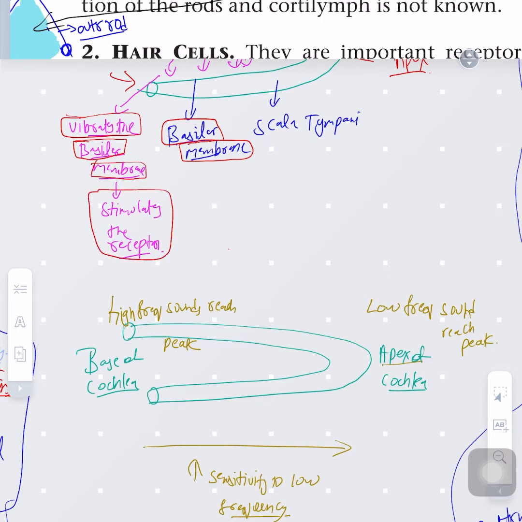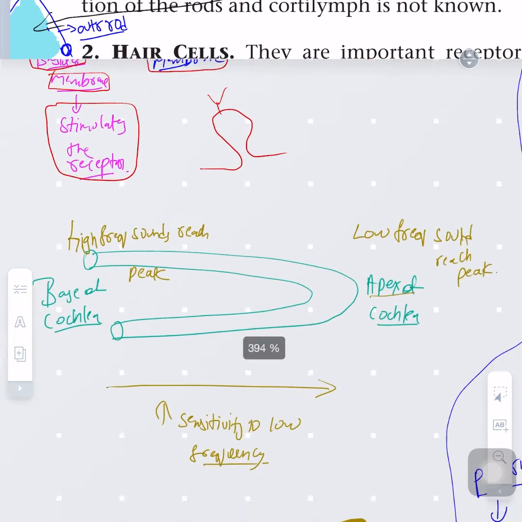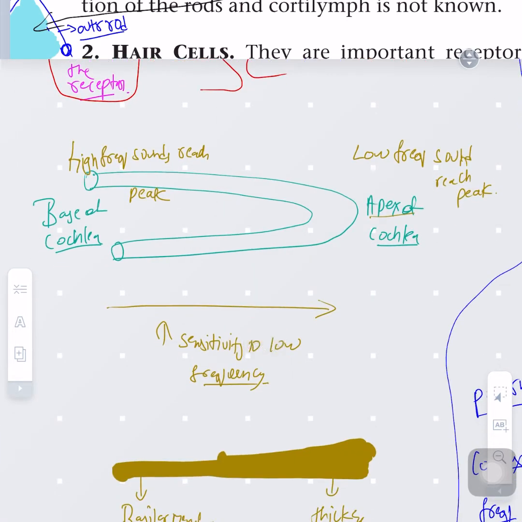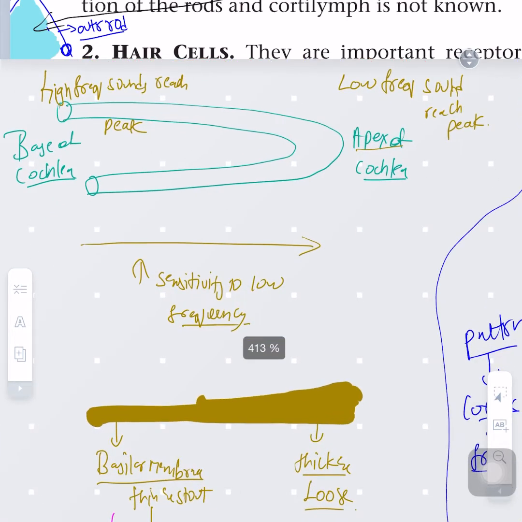Now for high frequency sounds, the tendency of the cochlea is that at the base of the cochlea, high frequency sounds are read, whereas the low frequency sounds are read at the peak of the cochlea, or the apex. Remember this. If you were to draw a line from the base towards the apex, you can write an arrow saying increased sensitivity to low frequency.